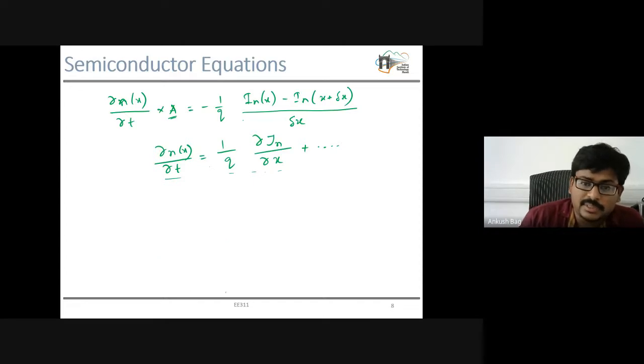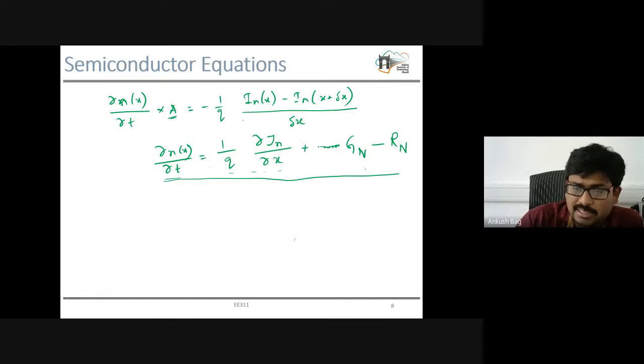Now, due to the generation, there will be variation in the electron concentration, the total electrons within that considered portion of our semiconductor. So here we can write this generation, and then the recombination. Whenever there is recombination, the number of total electrons will decrease, so negative Rn. Now we can simply ignore this portion. So this is the continuity equation for electrons, and similarly you can get the continuity equation for holes.